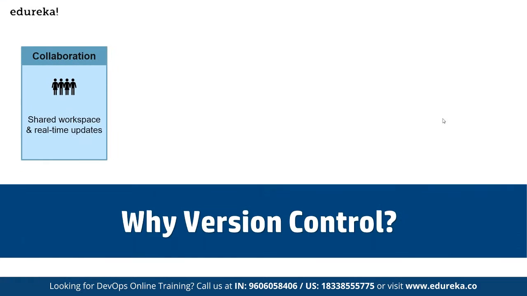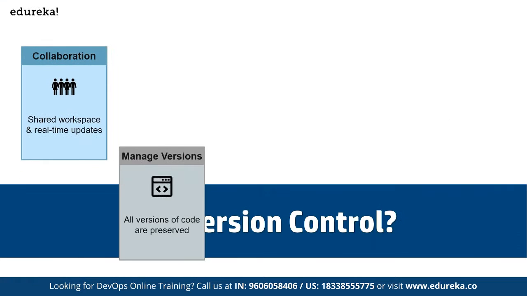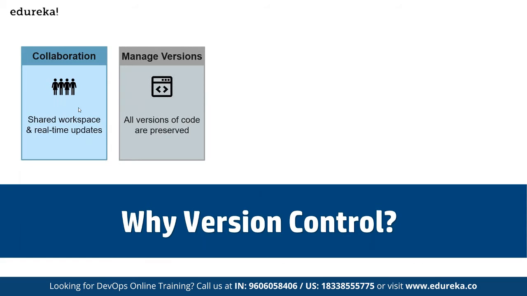All right, so now let's discuss why we need a version control system. We have seen that it allows a shared workspace infrastructure so that all the team members can simply update the code to a centralized repository. And if they want, they can also pull the code submitted by other developers for quick reference.